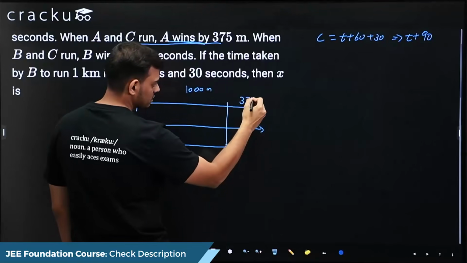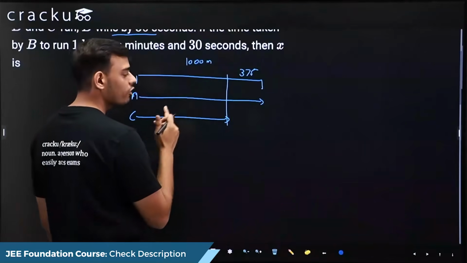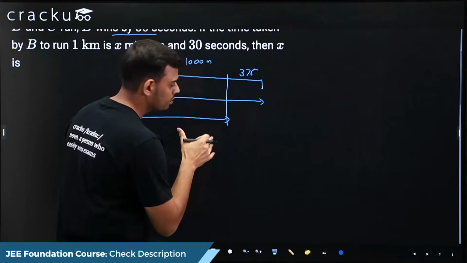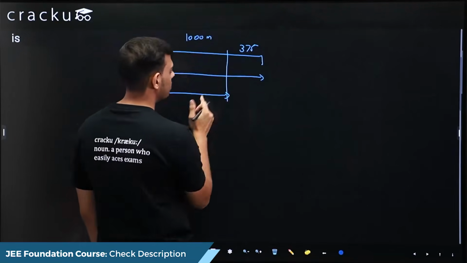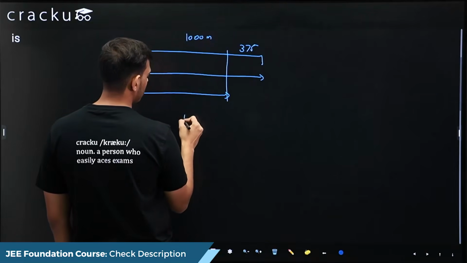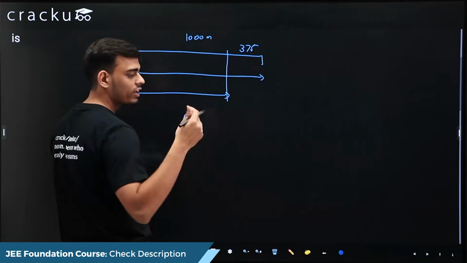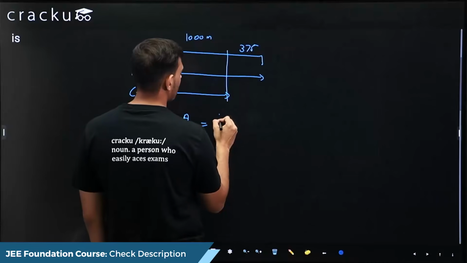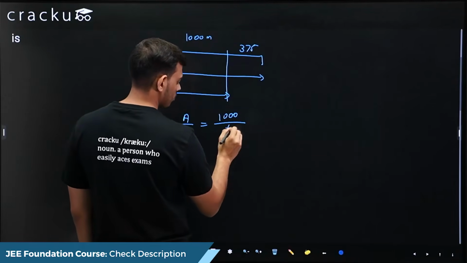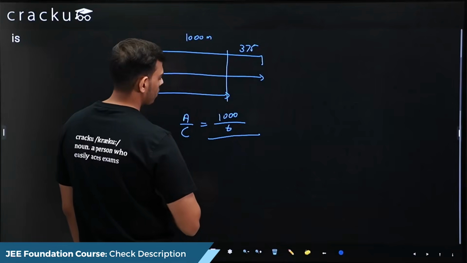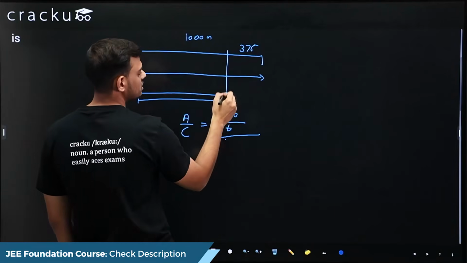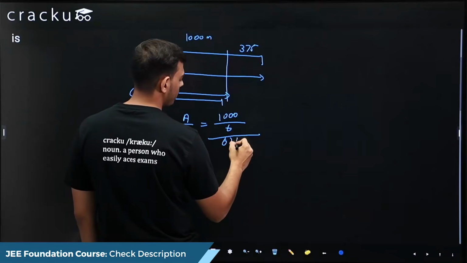This is the remaining distance. So, speed of any person is distance upon time. The time taken is the same for them because in the meantime, A reaches here, C only reaches here. So, let us try to find the ratio of speeds of A and C. 1000 by T, supposing A took T time. In this time, C only covered this distance, which is 1000 minus 375, 625 by T.